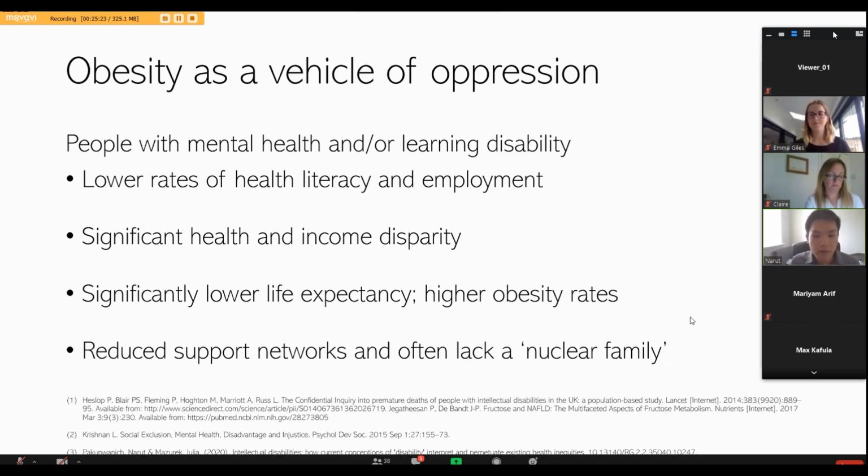They also have reduced support networks and often lack what we would consider a nuclear family, especially people with learning disabilities, because they tend not to be married. And the intimate life domains of people with learning disabilities is a really important area of research that is currently developing. And it's still in its infancy.